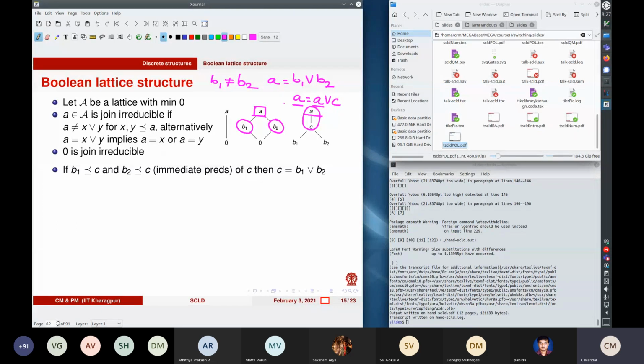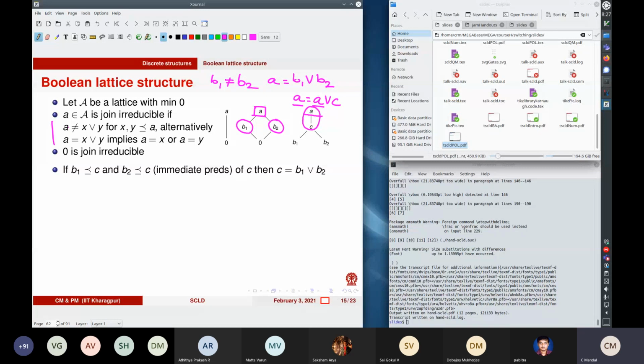So that is basically what this definition is. This definition essentially captures that notion. So an element A is join irreducible if A cannot be expressed as the join of two distinct elements, X and Y. Actually, it doesn't have to be two distinct elements.